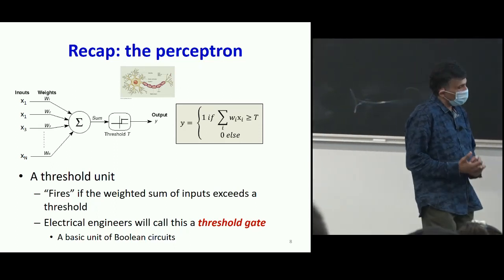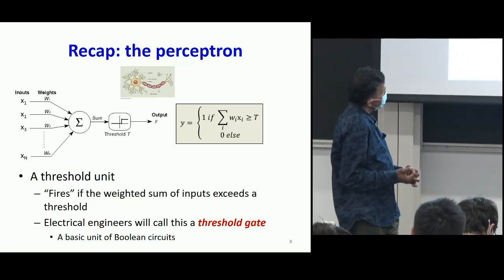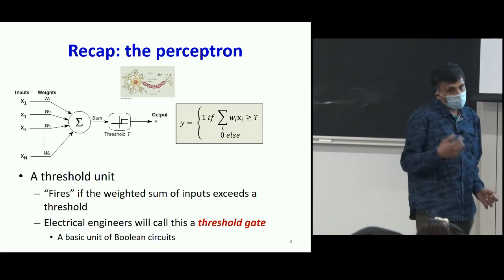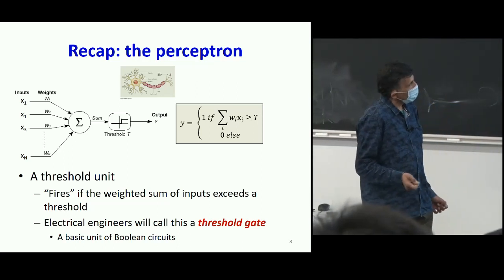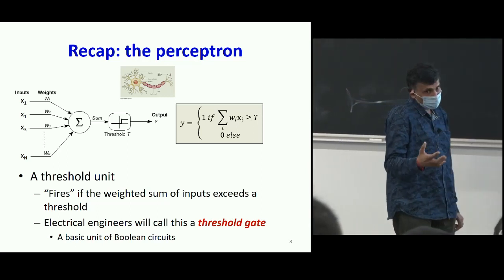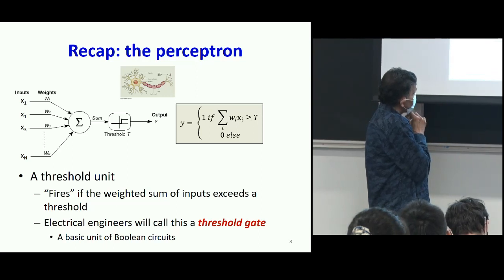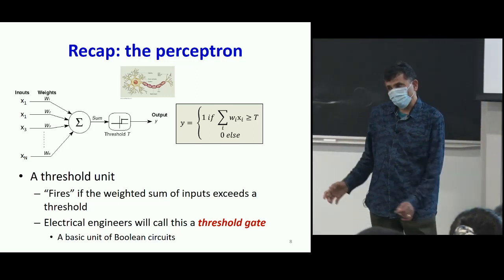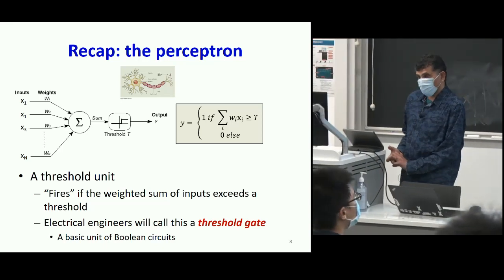So from a mathematical perspective, we can express it like so. The neuron produces binary outputs. The output is either 1 or 0. And if the weighted sum of the inputs exceeds a threshold, the output is going to be 1. Otherwise, it's 0. So the neuron fires if the weighted sum of inputs exceeds a threshold. Otherwise, it does not. And electrical engineers amongst you will recognize this as a threshold gate.